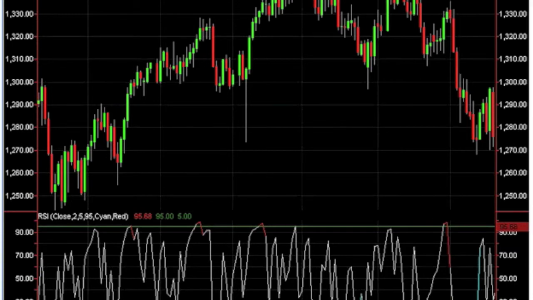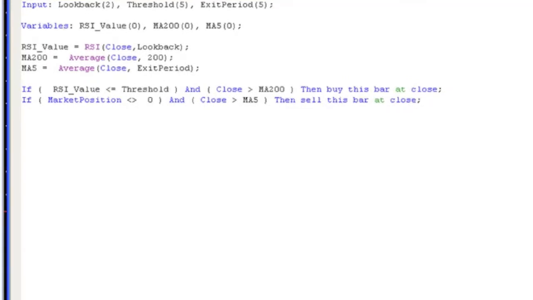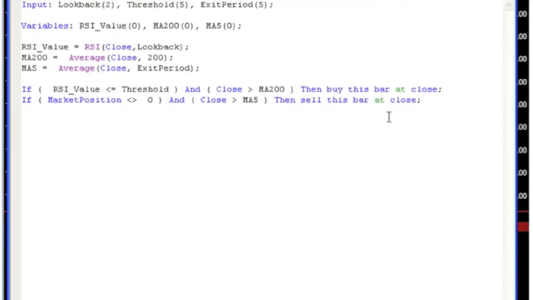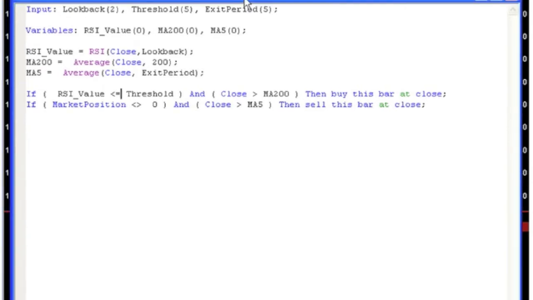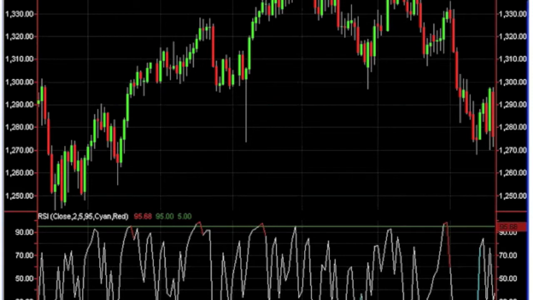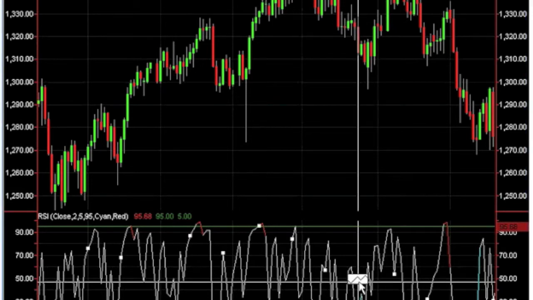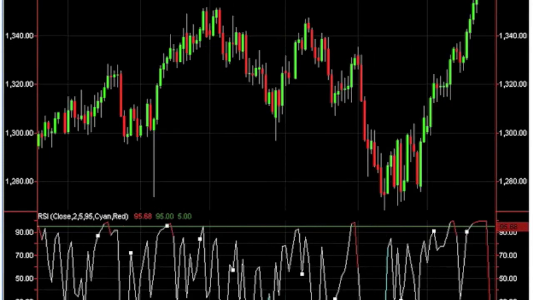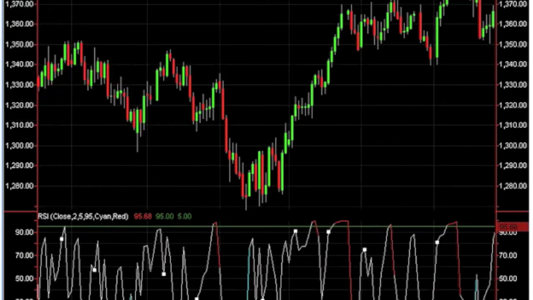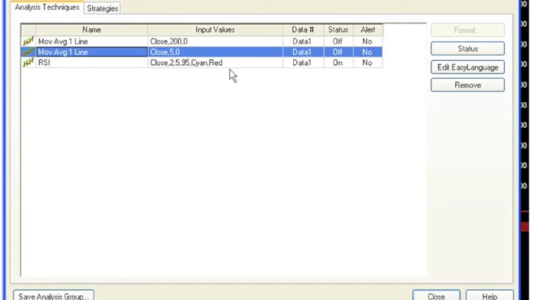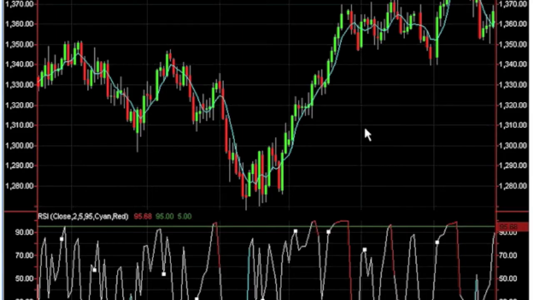What I want to do is create a simple system that's going to look at a 2-period RSI, and it's going to go long only. So when the RSI reaches an extreme value of 5 or lower, it's going to go long. Now to exit, I'm also going to use a 5-period simple moving average as an exit point. So once price closes above that 5-period moving average, it's going to exit the trade.